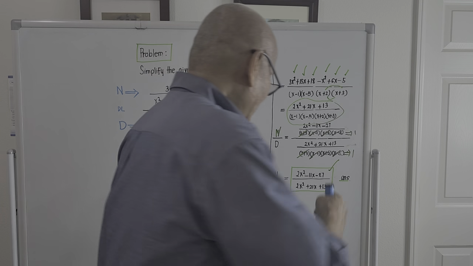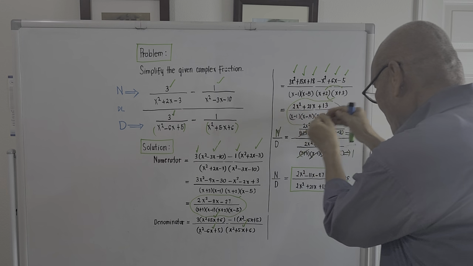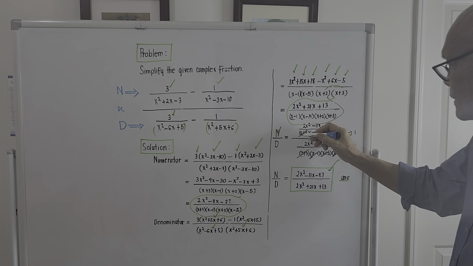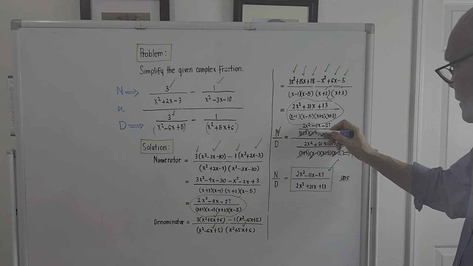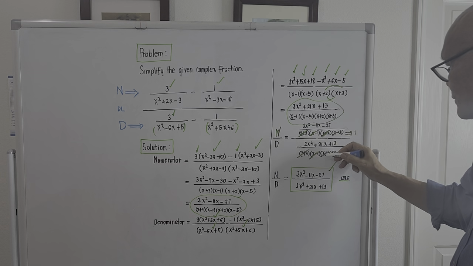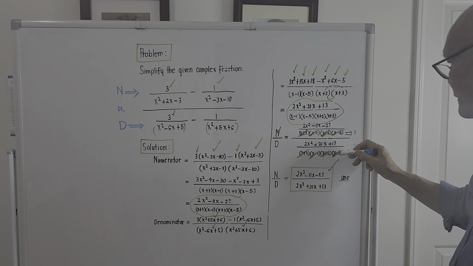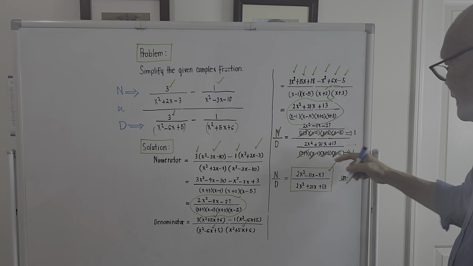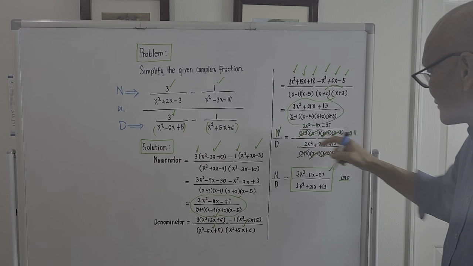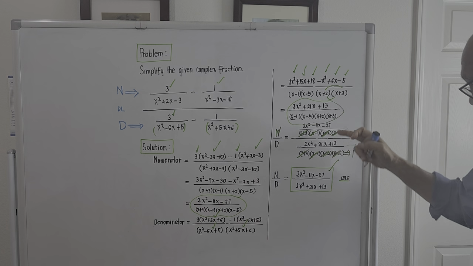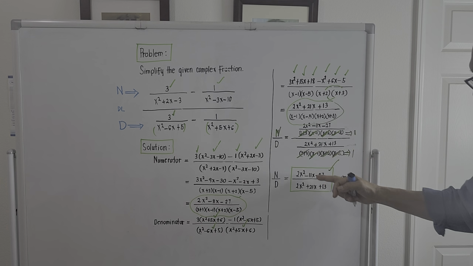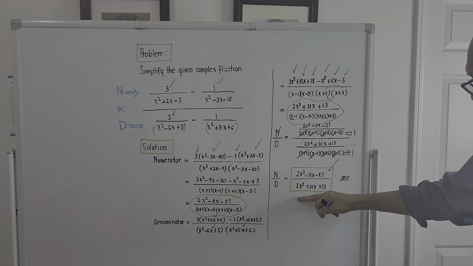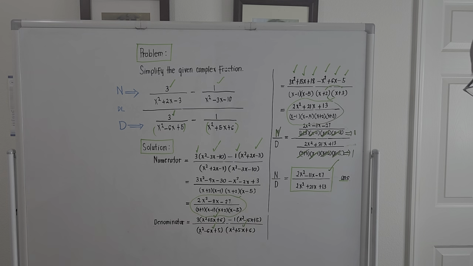We can make cancellations over here because the operations here are all multiplication. Like what I said, this x plus 3 cancels with this, x minus 1 cancels with this, x plus 2 cancels with this, x minus 5 cancels with this. So what remains on the numerator's denominator is 1, and the denominator's denominator is also 1. So what remains is just the numerator over the denominator: 2x squared minus 11x minus 27 over 2x squared plus 21x plus 13.